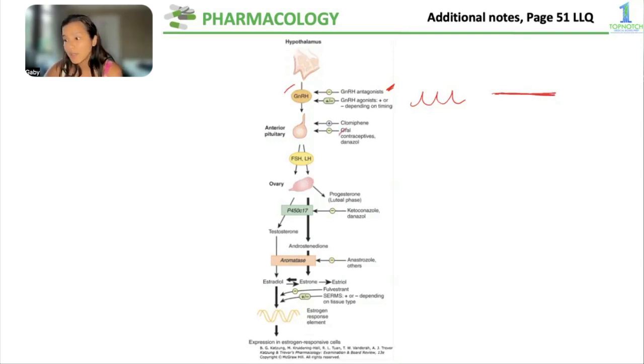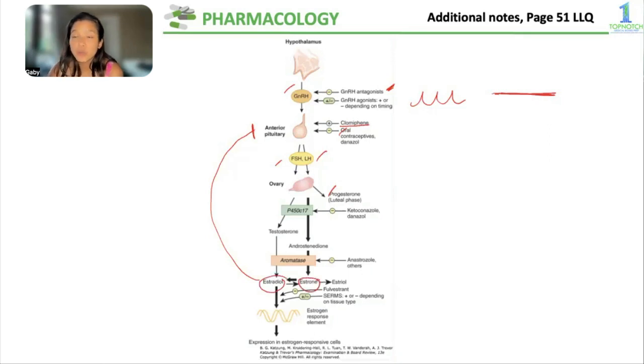They act to inhibit the release of FSH and LH, therefore reducing somebody's fertility. Or your clomiphene citrate can act here to prevent the negative feedback of estradiol at your anterior pituitary gland. Your anterior pituitary gland releases your FSH and LH, which promote your ovaries to produce progesterone and also to produce estradiol and estrone.